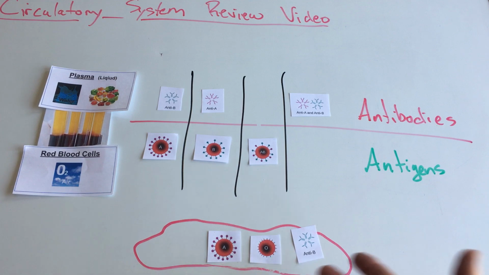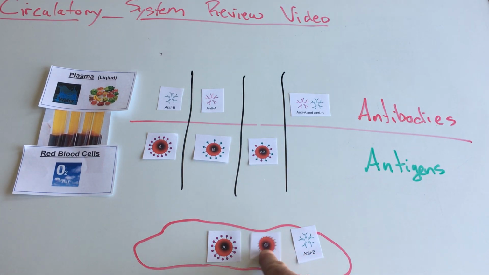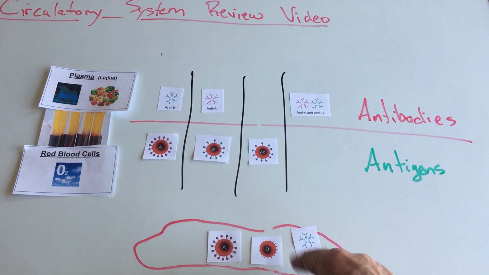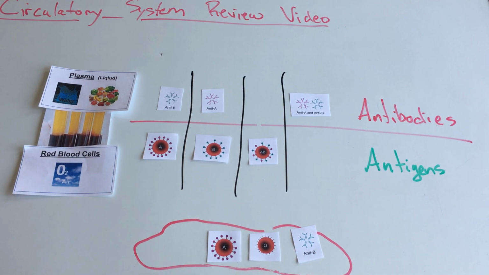And that's why O can donate to anyone. If you have type O blood, you can give to absolutely anyone because your blood can't be turned off. So it doesn't matter what antibodies are in the blood, you can donate to them. And that's why they're called the universal donor.